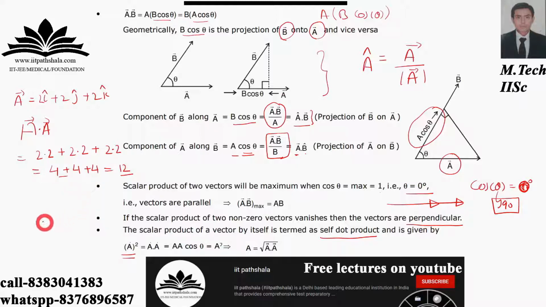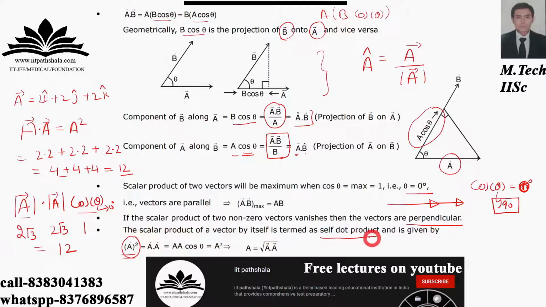Fine with that. Now this A dot A will become A square, or A dot A you can write as magnitude of A multiplied by magnitude of A into cos theta, and theta here is 0 degrees. So magnitude of A will be nothing but 2 root 3, magnitude of A is 2 root 3, cos theta equal to 0 is 1. So the answer is coming out to be 12. So if you are self dot producting a vector, it will return you the value A square, as we have seen over here.